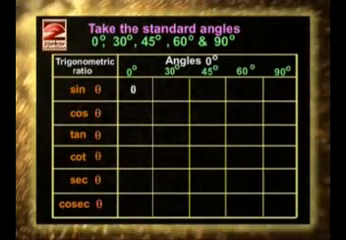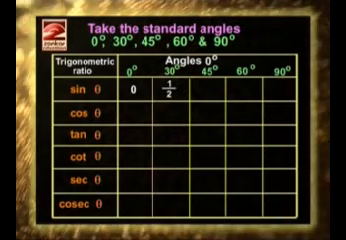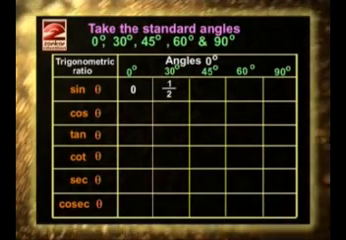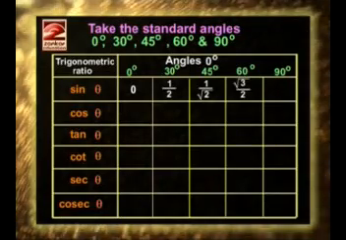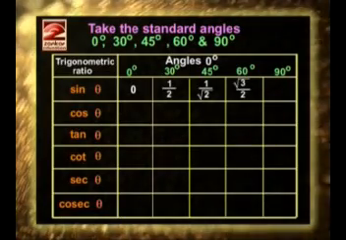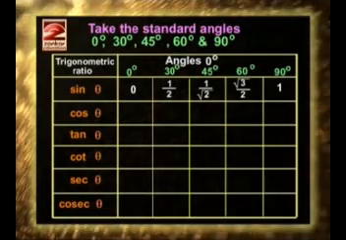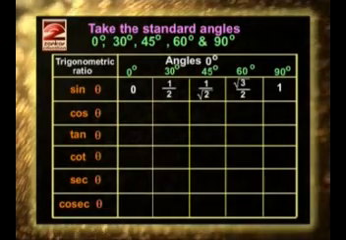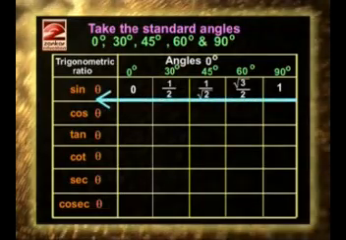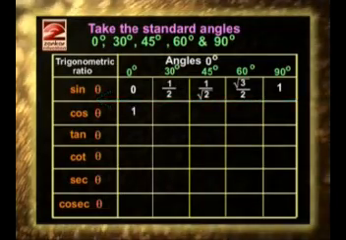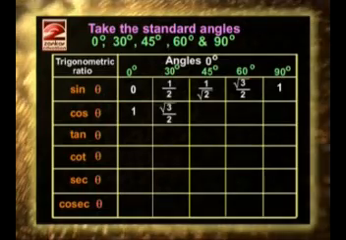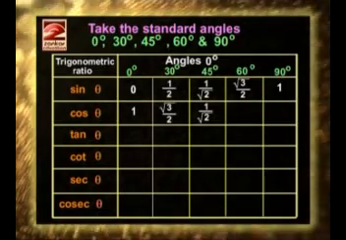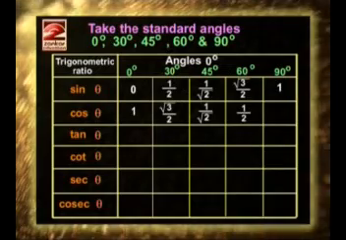So first, sin 0 is 0, then sin 30 is 1 upon 2, sin 45 is 1 upon root 2, sin 60 is root 3 upon 2 and sin 90 is 1. Now, to find out the cos, we have to come backward. So cos 0 is 1, then root 3 upon 2, then 1 upon root 2, then 1 upon 2 and 0.